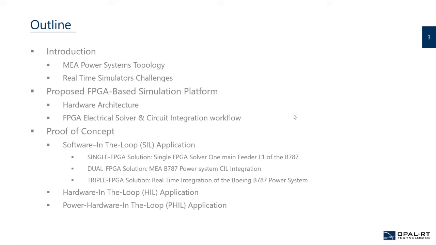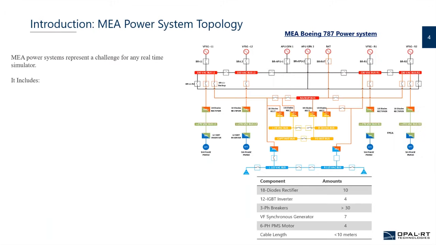Then after that, we'll go for some proofs of concept, really going step by step, from the first validation of the model in software in the loop, and then adding that to the hardware in the loop application. And we have a brief overview, and some really good data, on putting the concept to the power hardware in the loop, so adding an amplifier in the loop with the simulation of the more electrical aircraft. So I will let Amin start his presentation about the MEA power system topology.